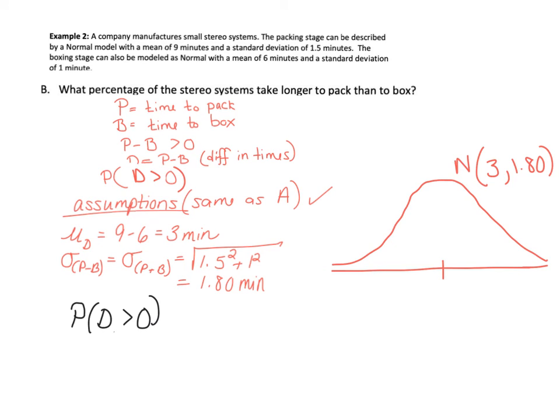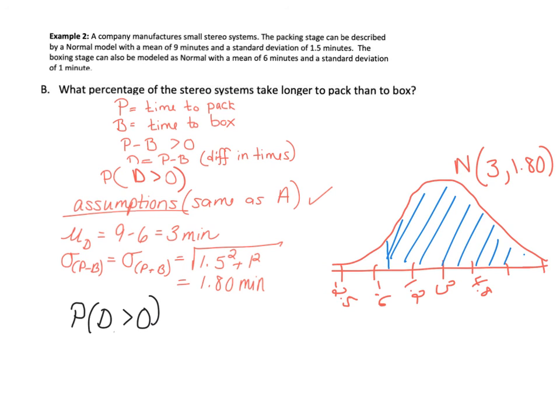I'm going to take a second and label my normal model. I've labeled 1 standard deviation, 2 standard deviations, and 3 standard deviations to the left of the mean. I just want to point out that this does not mean it takes a negative time to box, but if I got a negative, this would mean that it took longer to box than to pack, when I subtract the two. So I'm looking for the probability that the difference is greater than 0. So 0 is going to be about in here, and I'm looking for this area in here.